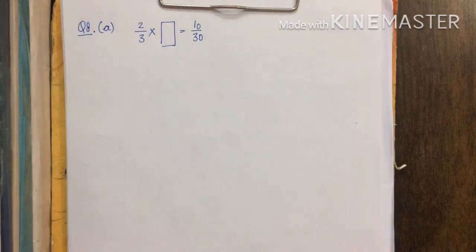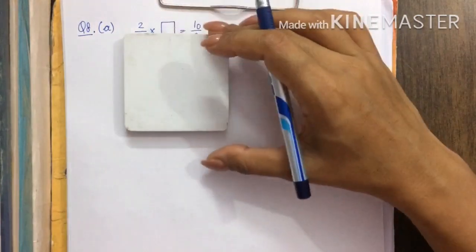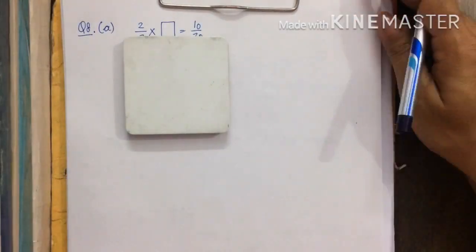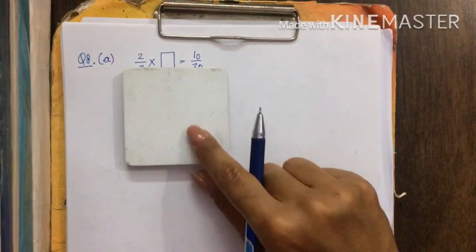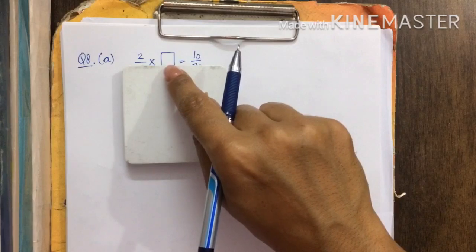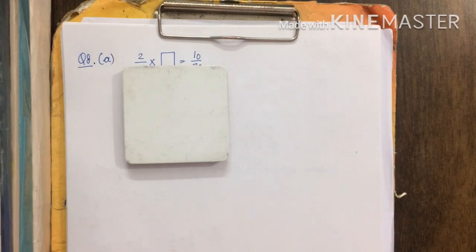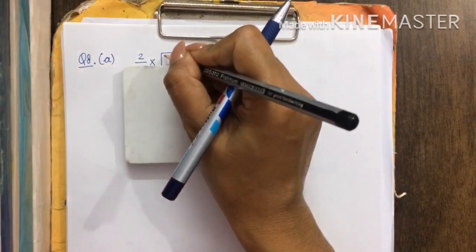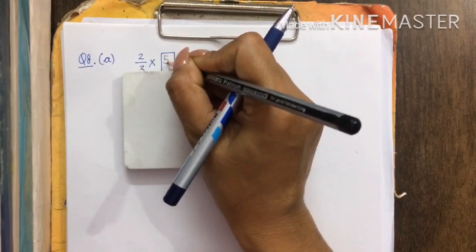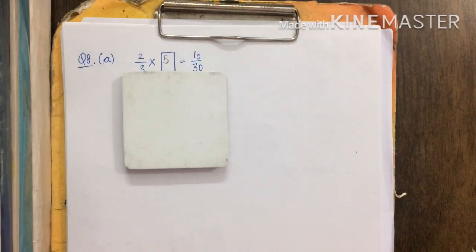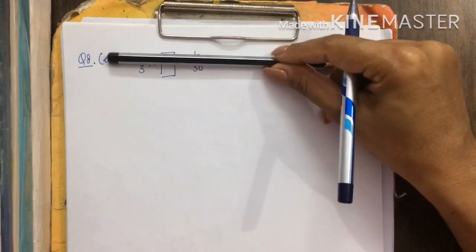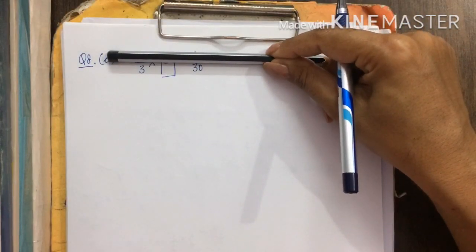So I'll be looking at this in parts. First of all, let us multiply the numerators. I want 2 multiplied with a number so that the answer comes out to be 10. By which number should I multiply? Yes, I should multiply with 5. 2 into 5 will give me 10. Now look at the denominator. In the denominator, I've got 3 multiplied with a number.